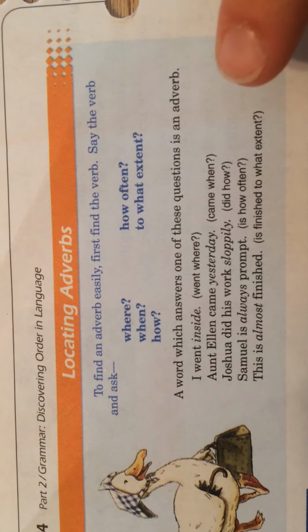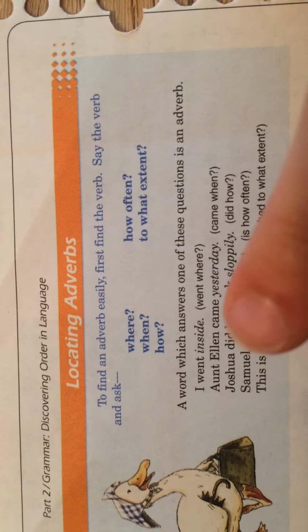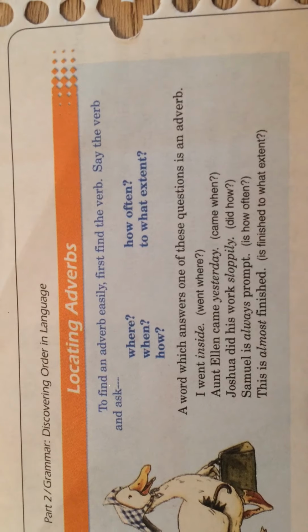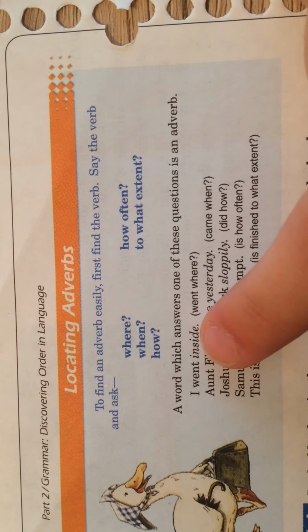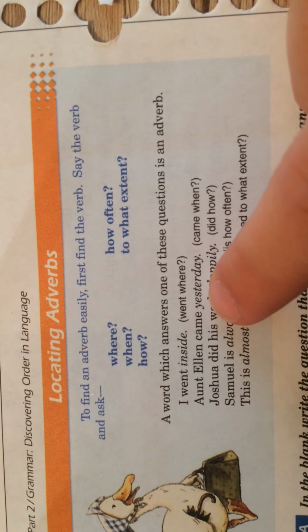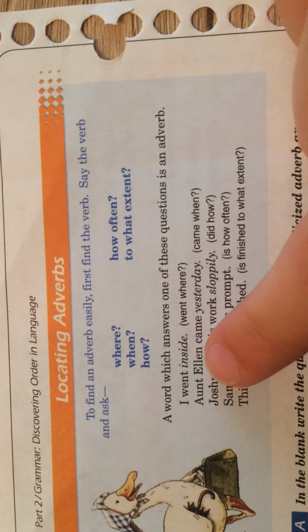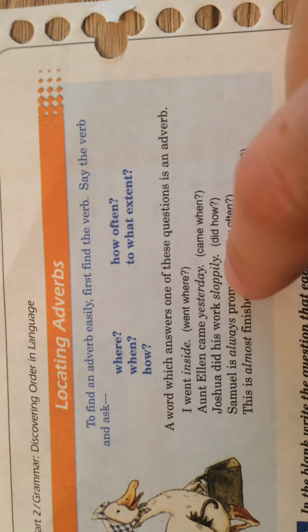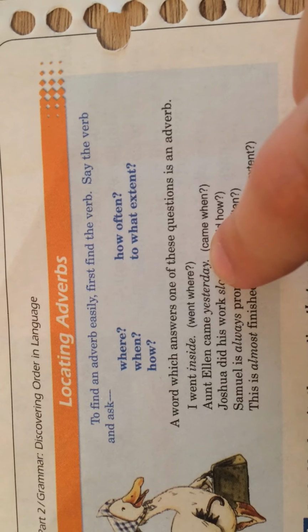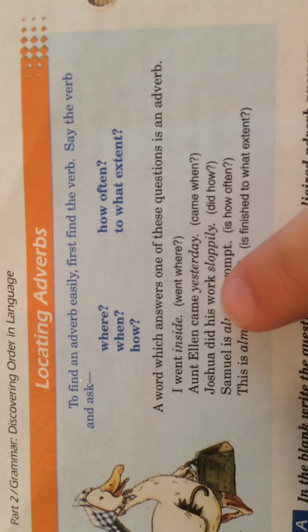All right, so then a word which answers one of these questions is an adverb. So, I went inside. Went where? Inside. So that's an adverb right there. It's saying where, okay? Aunt Ellen came yesterday. Came when? What they're doing is they're taking the verb. So Aunt Ellen is the subject. The verb is came. Came when? She came yesterday. Okay, do you see how that uses the verb to ask these questions?